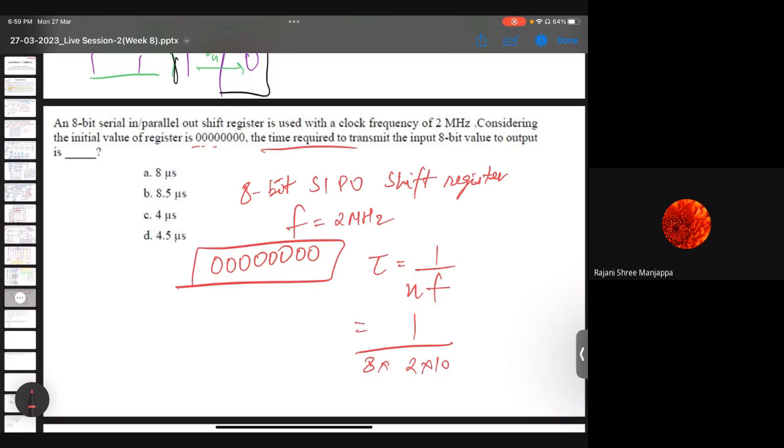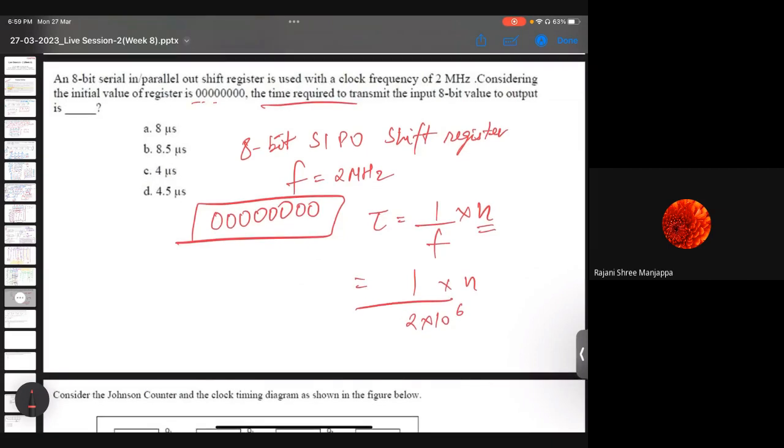Okay, I've written something wrong. Yeah, this n is multiplied. So it is nothing but 1 upon frequency times the total number of bits. It was quite basic and n is 8 in the question. So if I write it, it is 8 by 2 times 10 to the power 6. This will be in microseconds, and 8 by 2 is 4. The correct answer is option C. Is it fine? It is quite basic.